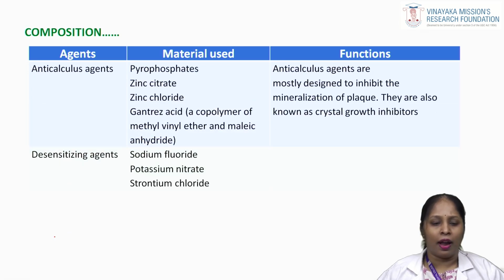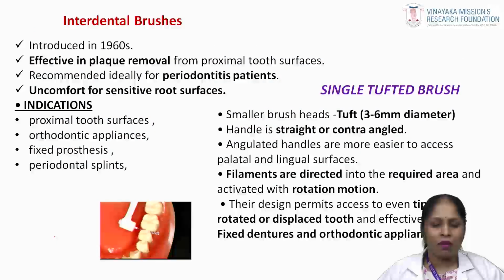Other compositions include anti-calculus agents like pyrophosphates, zinc citrate and zinc chloride. Anti-calculus agents are mostly designed to inhibit the mineralization of the plaque. They are also known as crystal growth inhibitors. For the desensitizing agents, the materials used are sodium fluoride, potassium nitrate and strontium chloride.